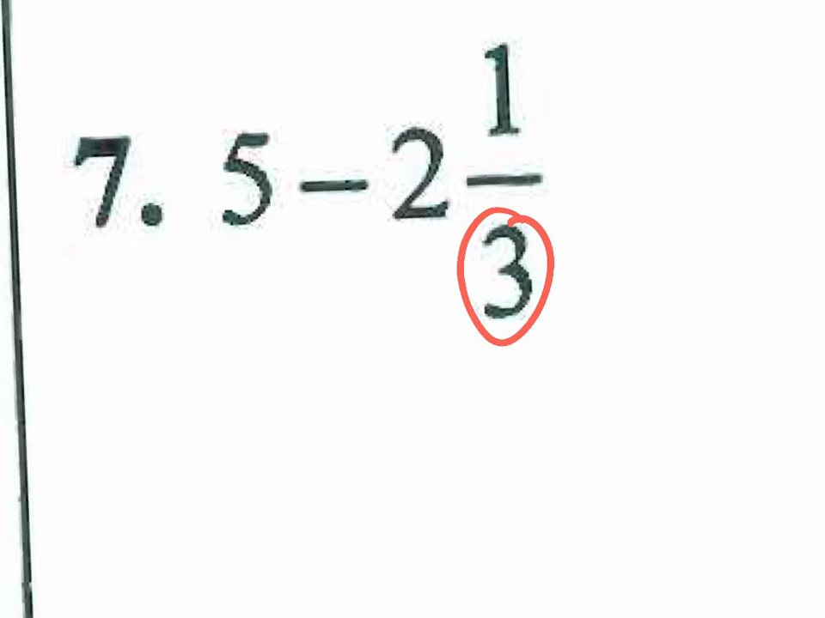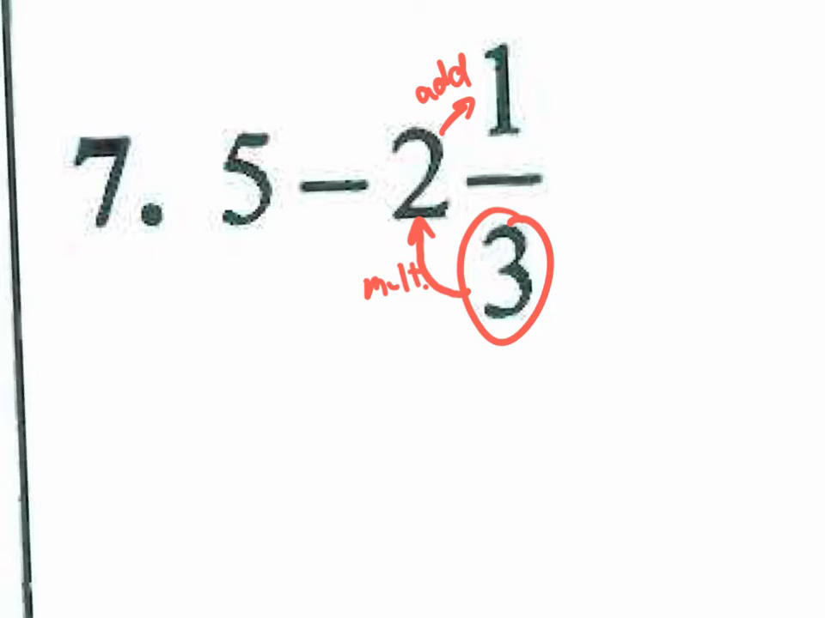Take the 3, and you multiply times 2, and then add. So you take the 3, you multiply it by 2, and then you add 1. So 3 times 2 is 6, plus 1, 7. And it's still over that common denominator 3, all right?